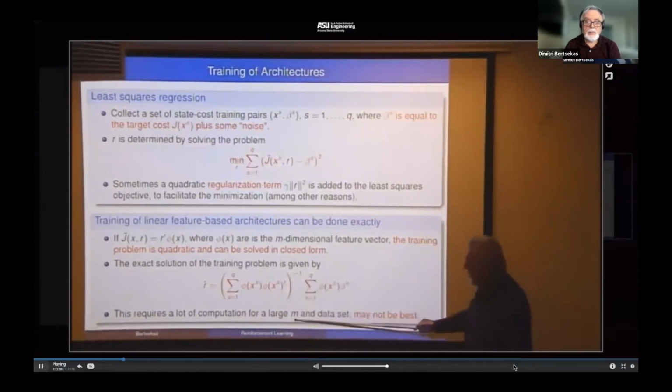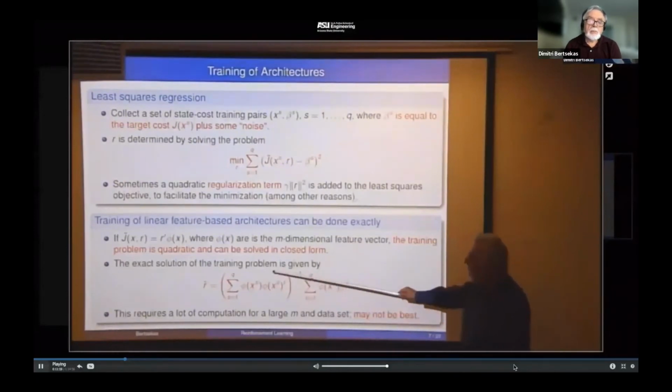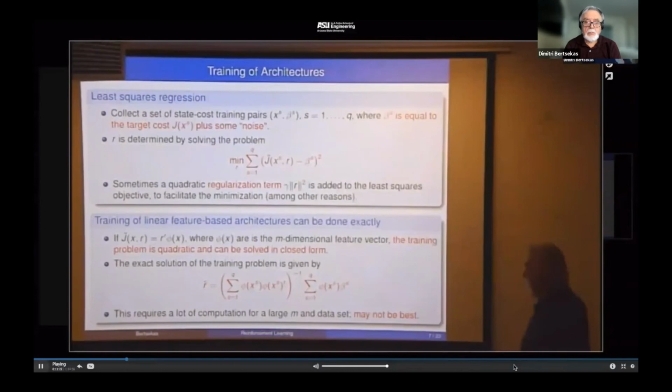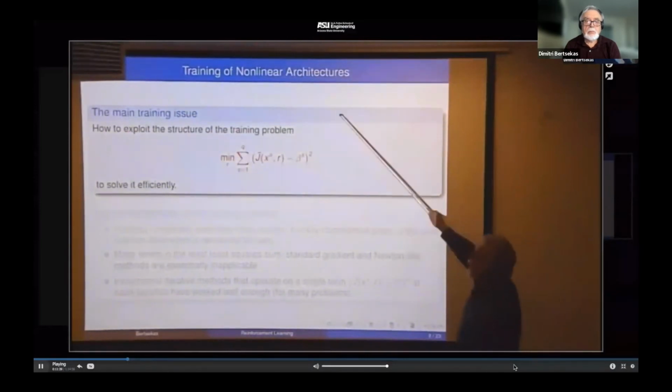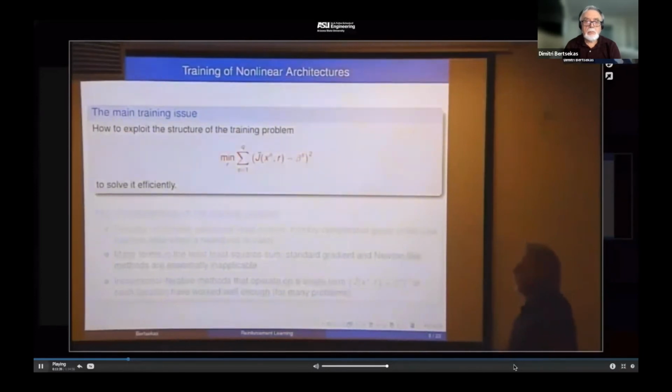So for a large number of features and large data set, this is in closed form, but it may not be the best. In practice, very often, instead of solving this problem exactly, we solve it as if it were a non-quadratic optimization problem. It would involve a nonlinear regression. So let's go now into nonlinear architectures and how we train them. And this also applies to linear architectures, if we so prefer to address them.